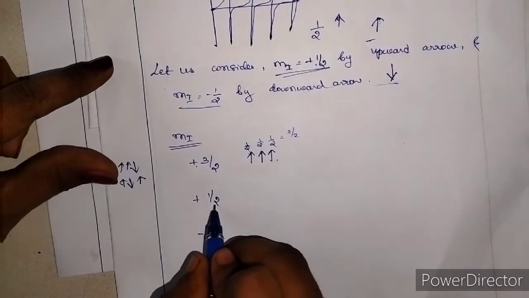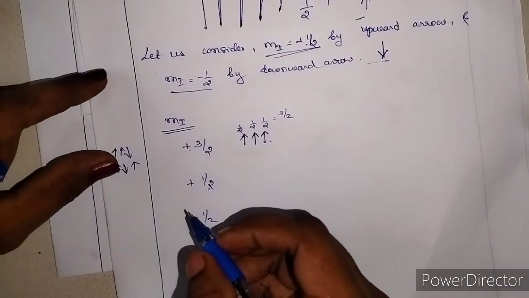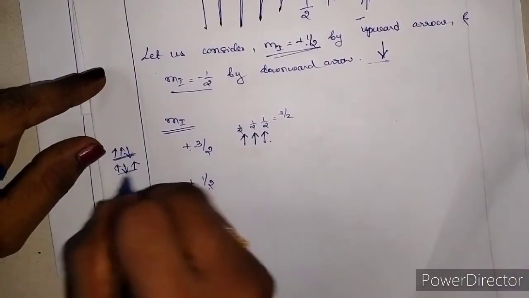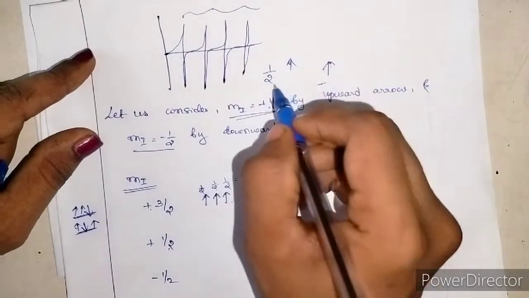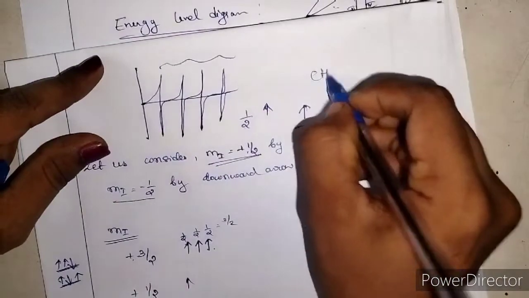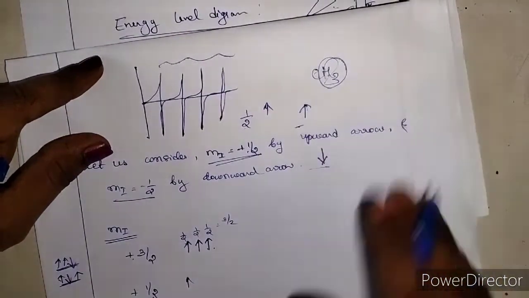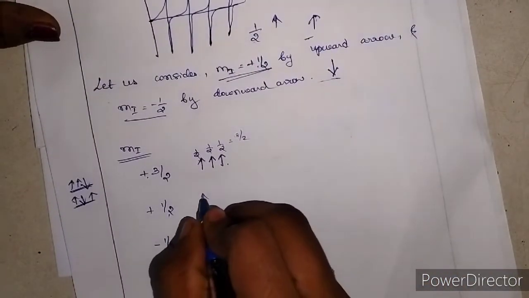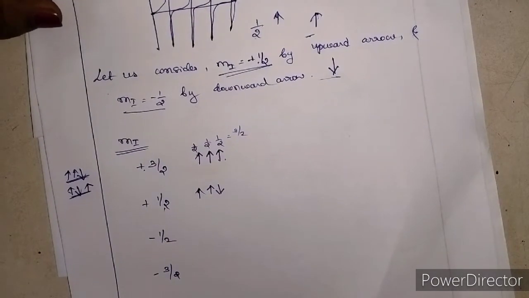Now check for plus 1 by 2. How can you get plus 1 by 2 by arrows? You need to put 3 arrows. Even though I have written plus 1 by 2 means upward arrow, you are not supposed to put only one arrow, because in the methyl free radical there are 3 hydrogens, right? So we need to have 3 arrows. Now in order to get plus 1 by 2, the arrangement should be like this, correct? This is one arrangement.